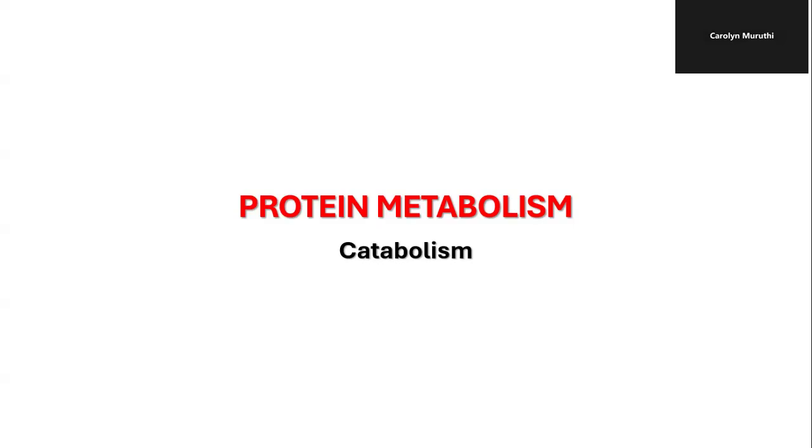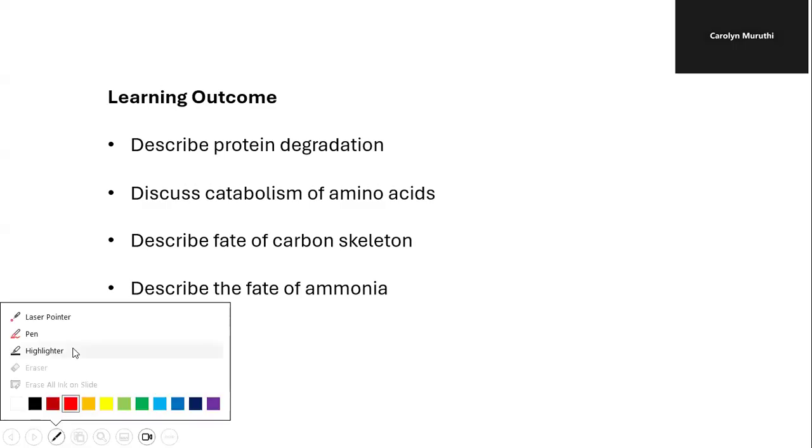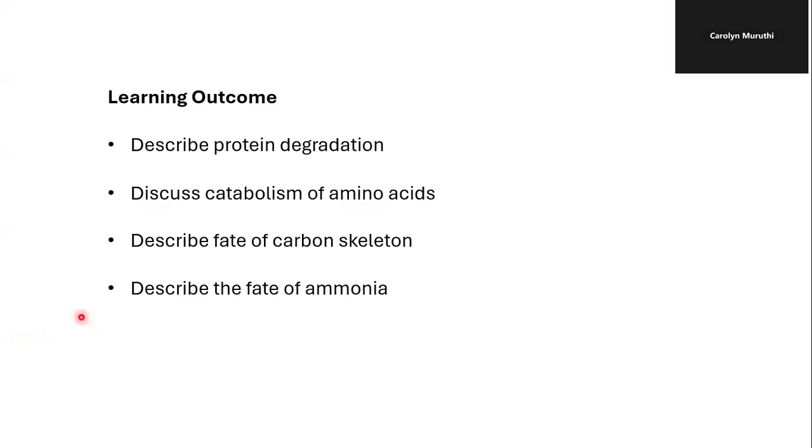We've been having a series on protein metabolism, and so today we are going to look at catabolism, or the breakdown of proteins. By the end of this session, we'll be able to describe protein degradation, catabolism of amino acids, and the fate of the carbon skeleton and ammonia generated by the breakdown of amino acids.